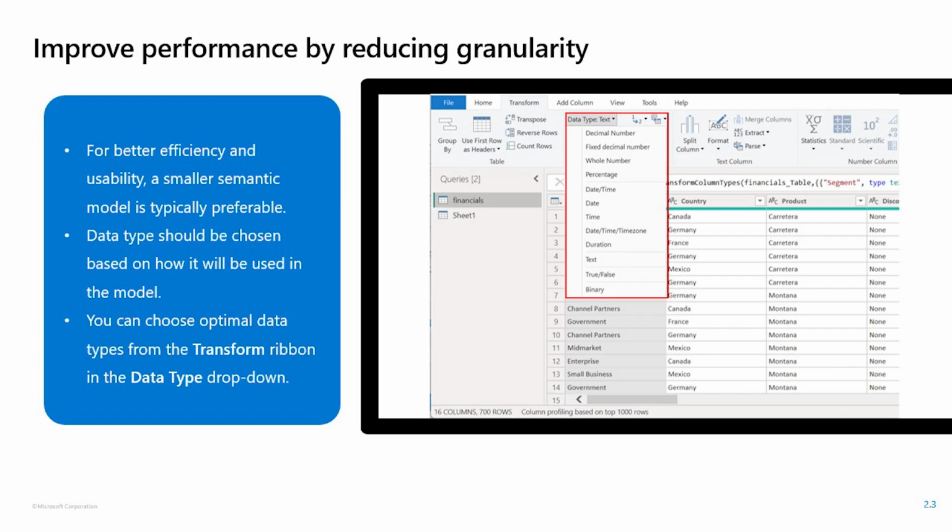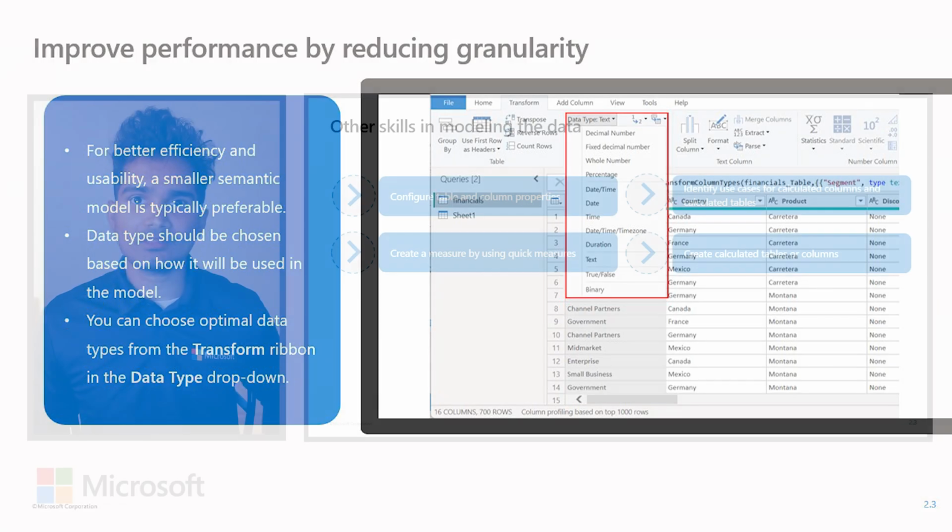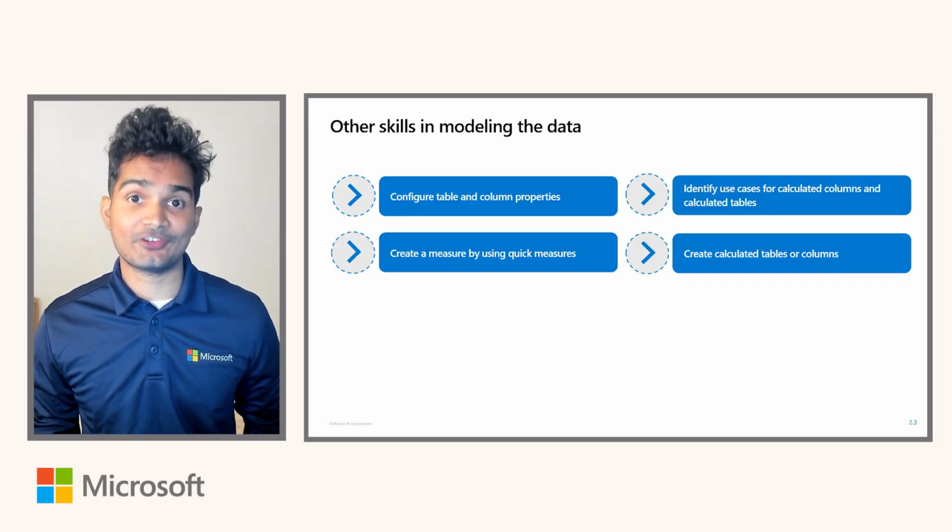Smaller semantic models are more efficient and effective. A user should be aware of the techniques to increase performance by reducing granularity. For example, changing data types from datetime to date can reduce granularity. Splitting the column can also achieve a reduction in granularity as well. Another skill in this objective domain to be aware of is the benefits of configuring table and column properties, which simplifies the structure and navigation.